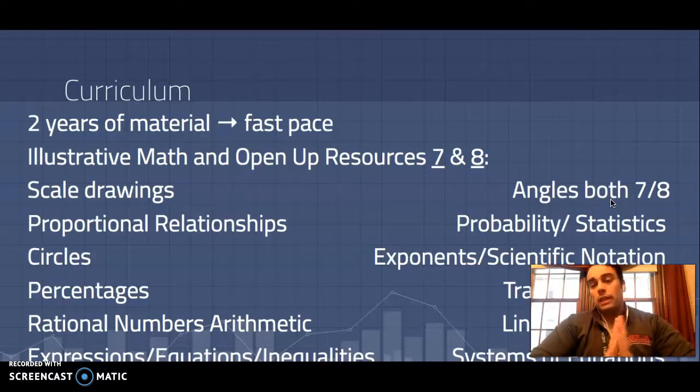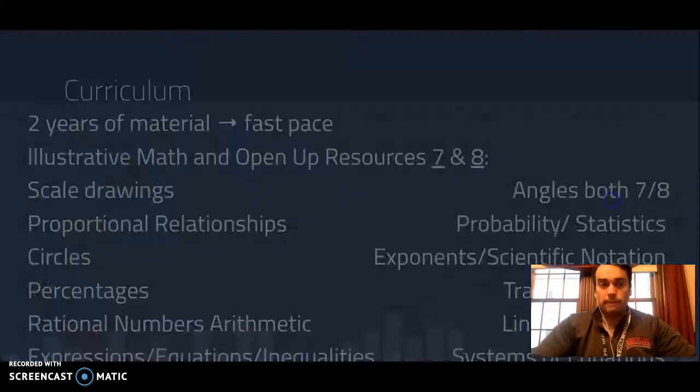Probability is its own unit, and then statistics, and then 8th grade material towards the end of the year we'll also do exponents and scientific notation, transformations or transformational geometry on a coordinate plane, linear equations, and then systems of equations. So again, that's a lot that we have to cover in this 1 year. So it's really going to be quick, fast paced, and we're really going to be pushing.